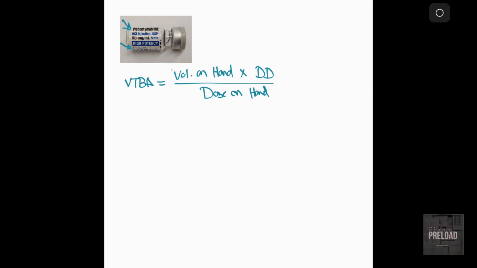So what is our volume on hand? Well, our volume on hand, I'm going to draw an arrow to it. The total volume that we have on hand, it's a 1 ml vial, which means we have 1 ml in there. So if we do volume on hand, let's punch in 1 ml. We're going to figure out our desired dose here in a second. And then what is our dose on hand? Well, our dose on hand is this right here, which tells us we have 50 milligrams per ml. Well, if we have 50 milligrams per ml and there's only 1 ml in there, guess what? Dose on hand is going to be 50. So let's put a 50 down there.